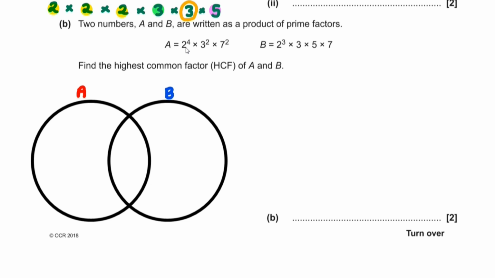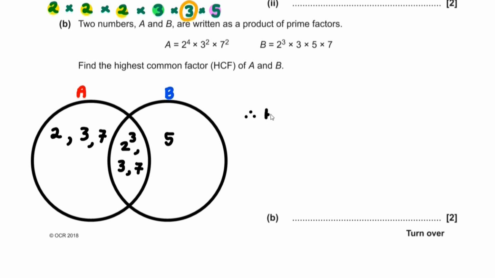Well, here I've got a 2 to the 4, and here I've got a 2 to the 3. So the biggest number of both of these is 2 cubed. Here I've got a 3 squared, and here I've got a 3, so the biggest number from both of them is 3. Here I've got a 7 squared, and here I've got a 7, so here I've got 7 here. So what's left over for a, I've got 2, and then I've also got a 3, and I've also got a 7, and for b, I have a 5 here.